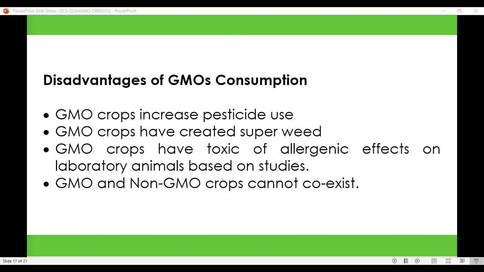And lastly, GMO and non-GMO crops cannot coexist. Even if they are in the same field, GMO and non-GMO cannot coexist. It's because crops with GMO will contaminate the non-GMO. For instance, yung pollen from the GMO will be carried away by the wind and mapupunta ito sa non-GMO. So, makukontaminate niya yung mga non-GMO crops.